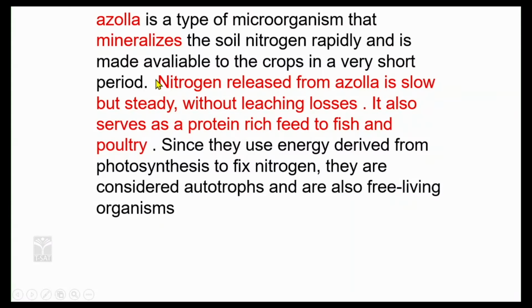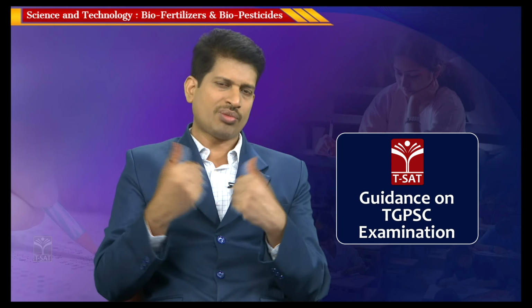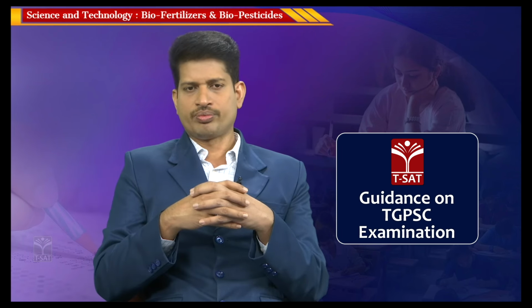Nitrogen released from azolla is slow but steady without leaching losses. So, leaching: when the weathering and erosion and the leaching dissolving rate is more, what happens is they will easily be dissolved and drained away before the plants absorb. So, when there is a slow dissolving nature, the plants will have sufficient time to absorb over a long duration of period rather than a short duration of period.